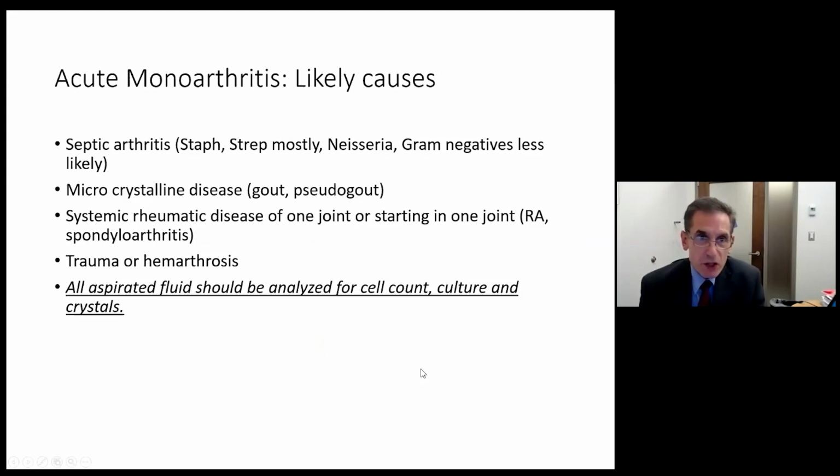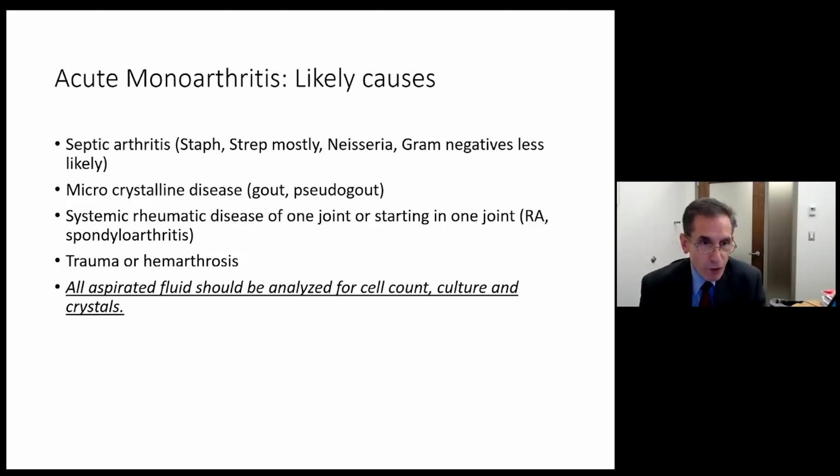This moves us to acute monoarthritis. As you heard earlier, there are many likely causes, including infections such as staph and strep and Neisseria less frequently, crystals such as gout and pseudogout, and then of course systemic rheumatic diseases which present in one joint or start in one joint, such as RA and the spondyloarthritides.